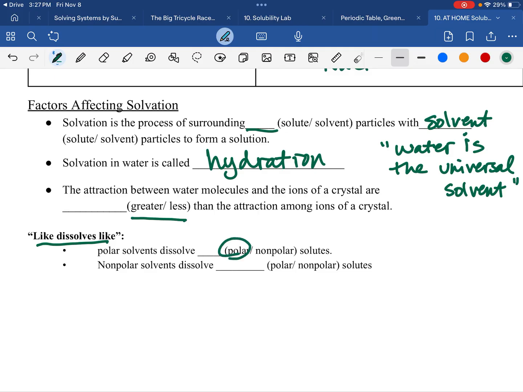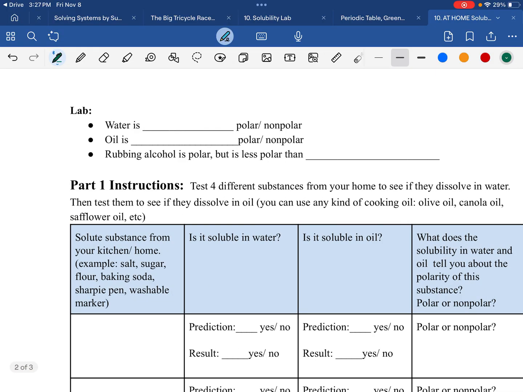Polar dissolves polar. Non-polar solvents, a really good example of a non-polar solvent would be oil, and they dissolve non-polar solutes. So you're going to do a little kitchen lab here. There's just one part actually. You're going to test 4 different substances from your home to see if they dissolve in water, and then test them again to see if they dissolve in oil.